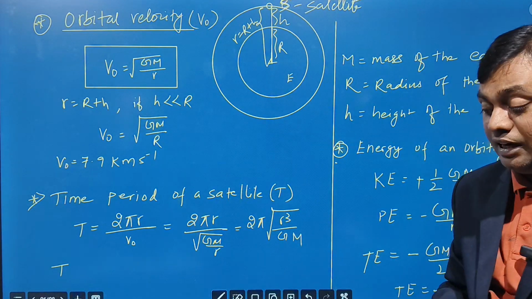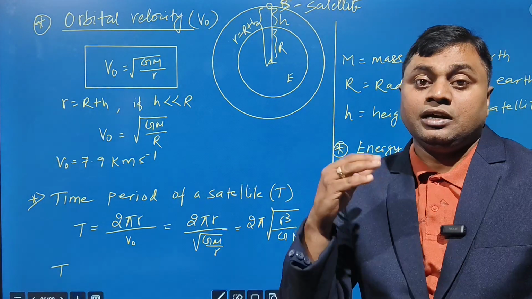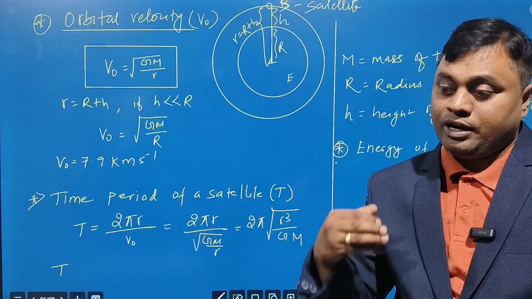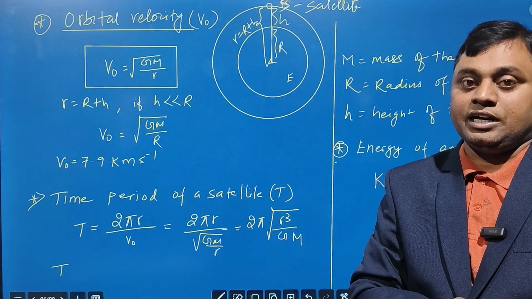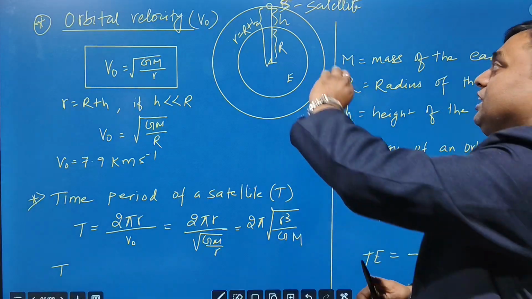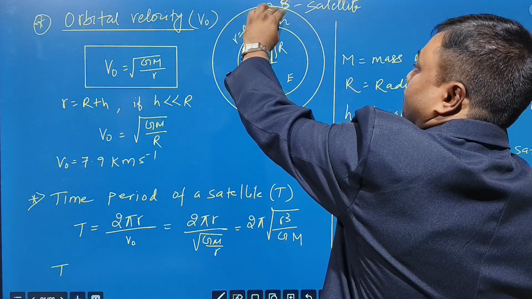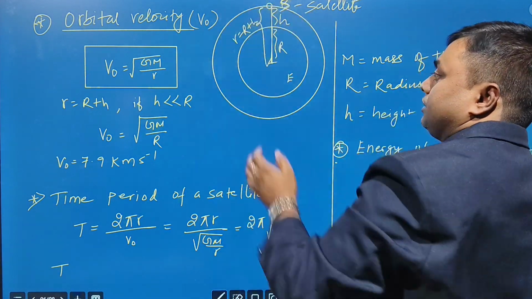What do you mean by satellite? A satellite is nothing but a celestial body or an object which revolves around a planet. So here a satellite is there which is at height h, and it is revolving around the Earth.